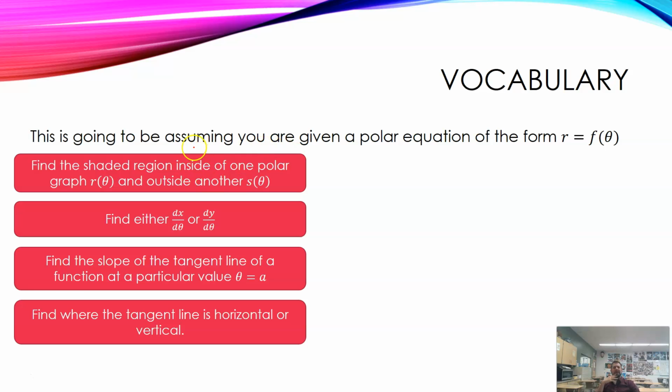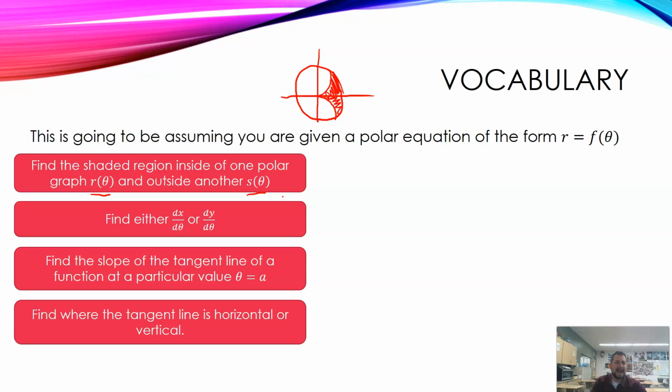The first one we're going to talk about is finding the shaded region inside of one polar graph and outside of another. Now for our problems right here, we're going to say R is the one that is further away from the origin. So if I'm looking at two different polar graphs, let's say I have just like a circle right here, then another one that comes out like this. The circle would be the outer one, and the weird function that I just made would be the inner one, the s of theta, okay?